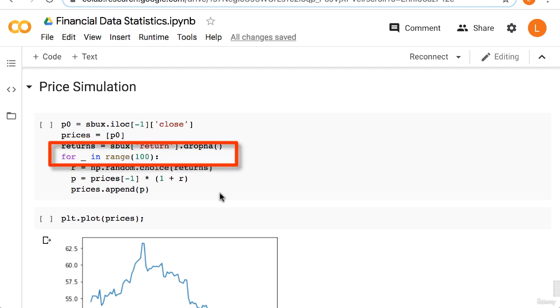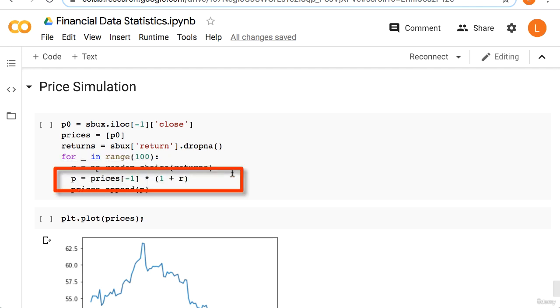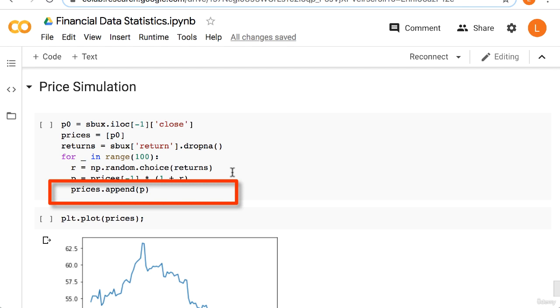Next, we enter a loop. I've assumed that we want to simulate over 100 days, but obviously this choice is arbitrary. Next, we use the np.random.choice function to randomly select a return from our set of returns. We'll call this R. Next, we find the next price by taking the last price in our prices list and multiplying that by 1 plus R. We'll call this P. Finally, we append P to our list of prices.